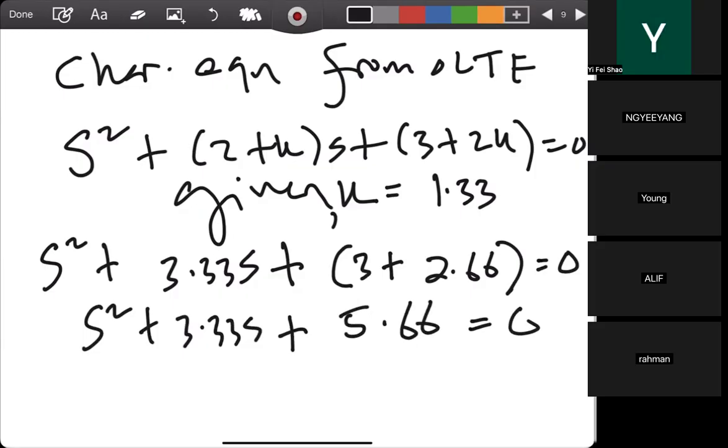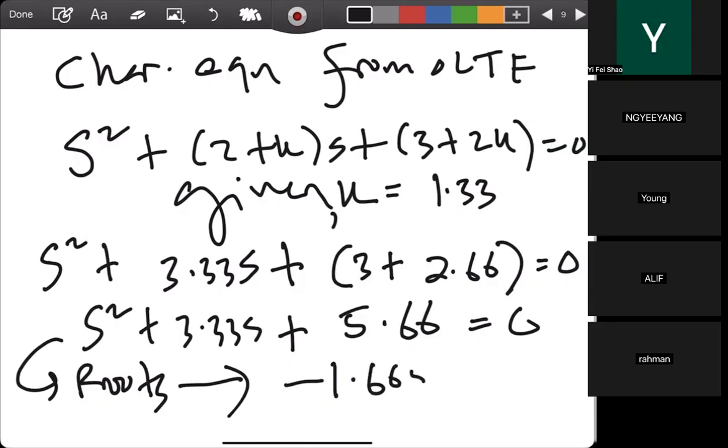So this is a quadratic equation. What are the roots? Find the roots. Negative 1.665 plus minus J 1.699. Let us simplify to 1.7, can? It is hard to find, right? So 1.7.